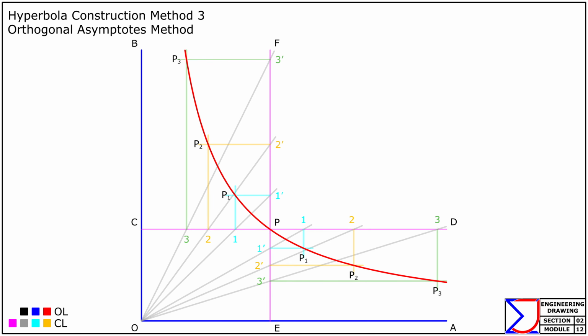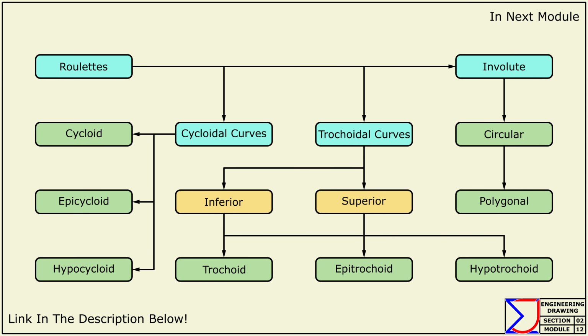This method provides a clear and structured approach to constructing a hyperbola using just the asymptotes and a reference point, making it especially useful when direct geometric elements like foci or vertices are not provided. That's all for this module. Up next, we will begin exploring engineering curves, starting with an introduction to their types and applications.